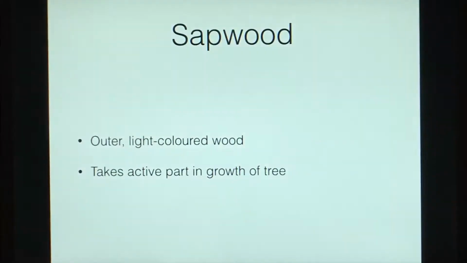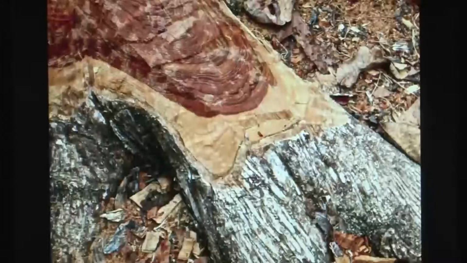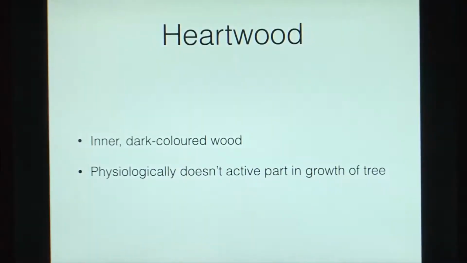So, sapwood takes active part in the growth of the tree, whereas heartwood, that is this darker portion, is physiologically not active in the growth of the tree.